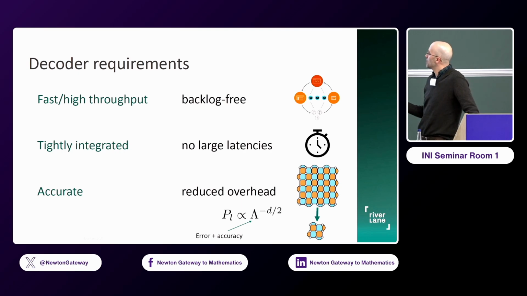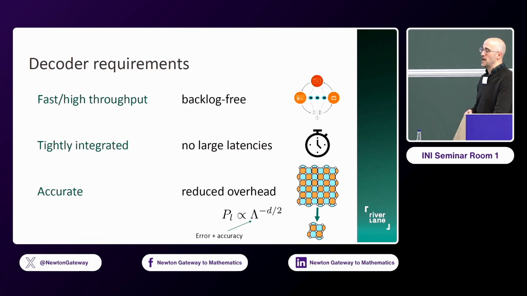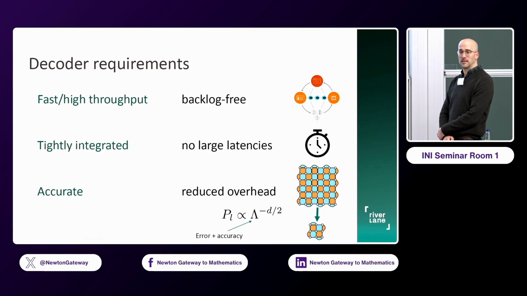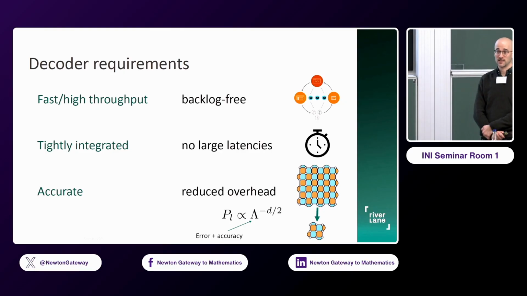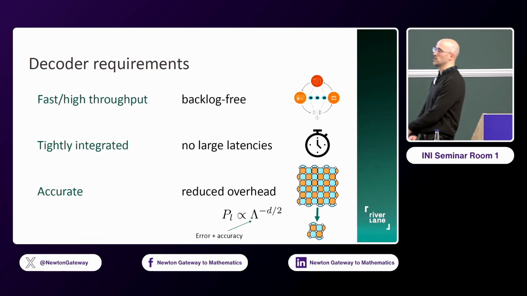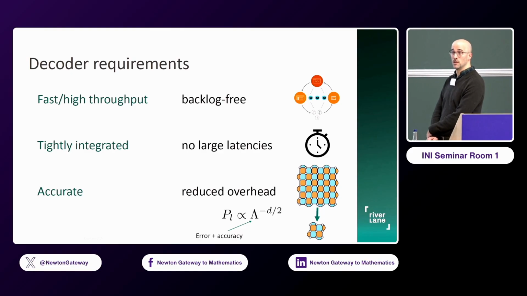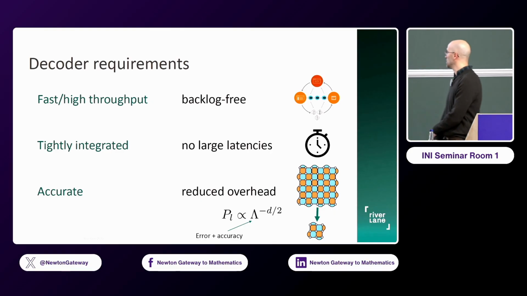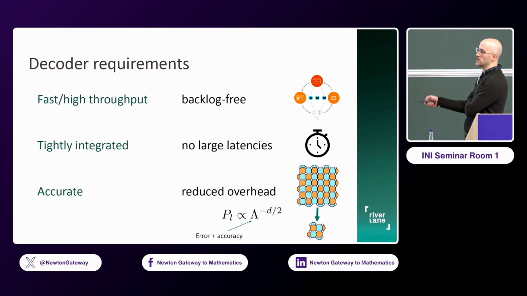And finally, and no less importantly, the decoder needs to be accurate. A decoder that's accurate gives you better guesses for the error that has happened in your QPU. That means it's boosting the performance of your quantum error correction protocol, which means that you can do more with fewer qubits. So an accurate decoder will lower the price tag of your quantum computer, because with fewer qubits, you will be able to do the same job.